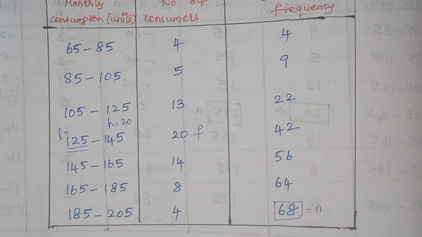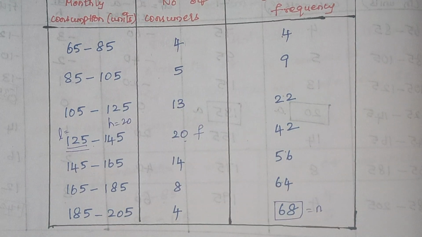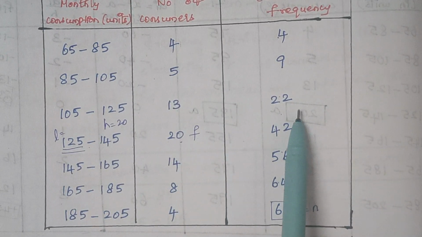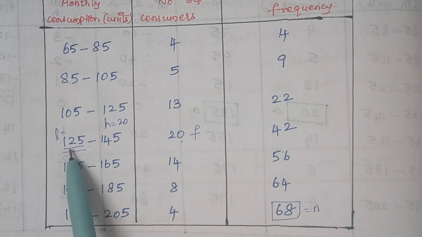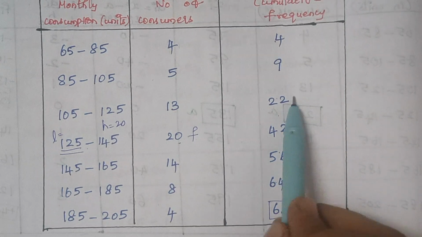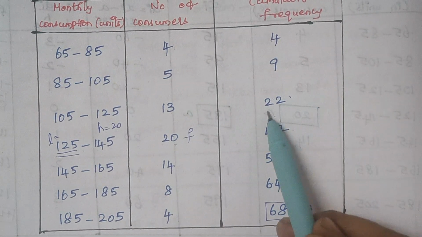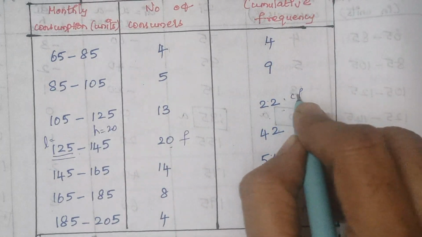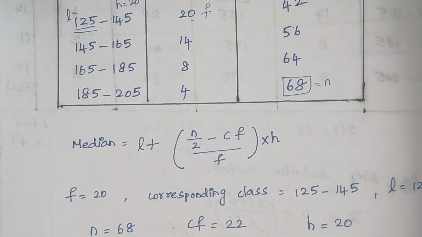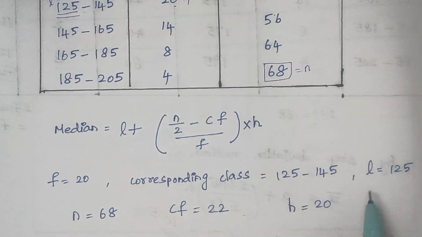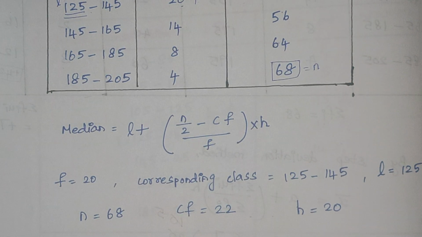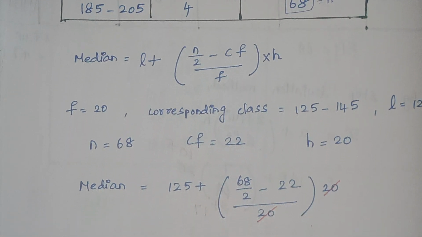Now the remaining thing is we have to find the cumulative frequency. So the cumulative frequency is the one which is prior to the highest frequency. So here you have to consider this row. The number which is prior to this value is 22. So here the cumulative frequency is 22. So just list down all the things we had written here, right? We had taken F and the corresponding class and the value of L, and the next is n, cumulative frequency, and H. So just substitute it in the formula, right?